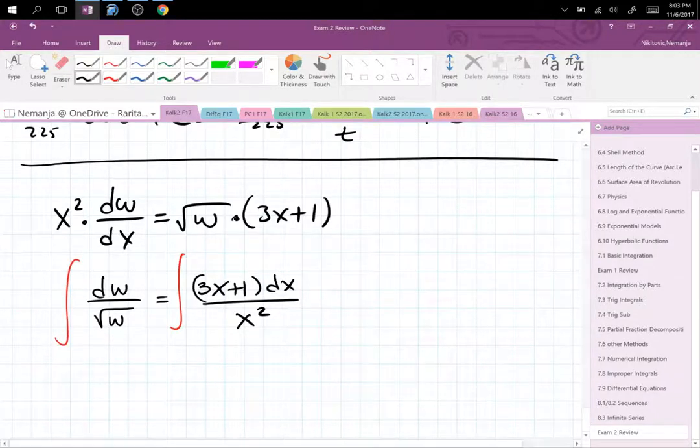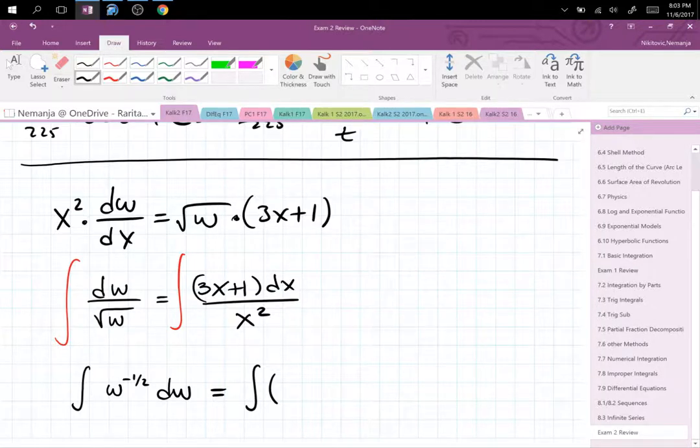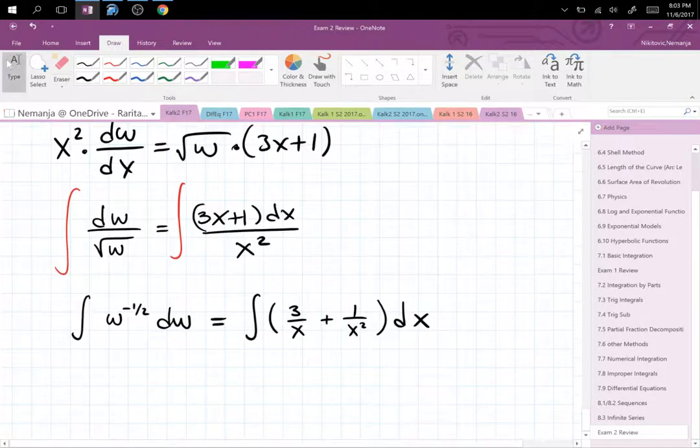So now I have the integral of w to the negative 1/2 dw is equal to the integral, and now you use integration techniques that you know. When you have this situation, addition in the numerator, you simply divide this into (3 over x plus 1 over x squared) dx. And you can integrate these now. So w to the negative 1/2 becomes w to the positive 1/2 divided by 1/2.